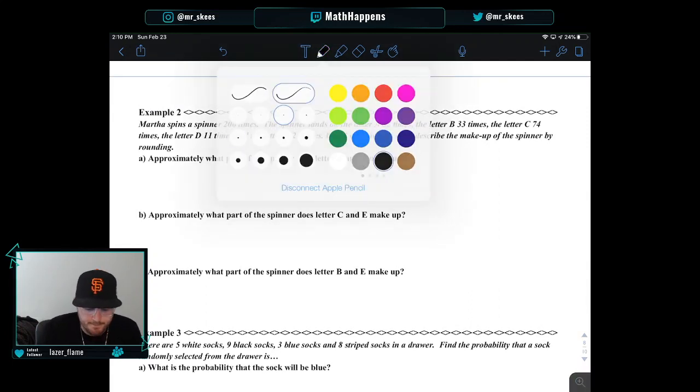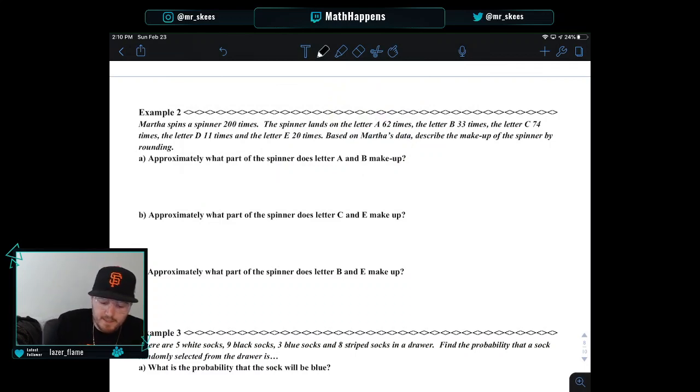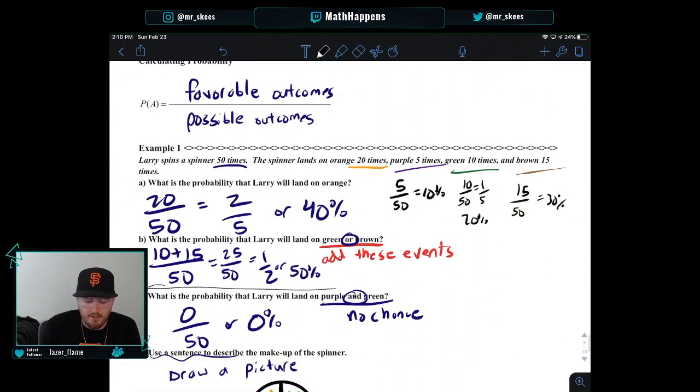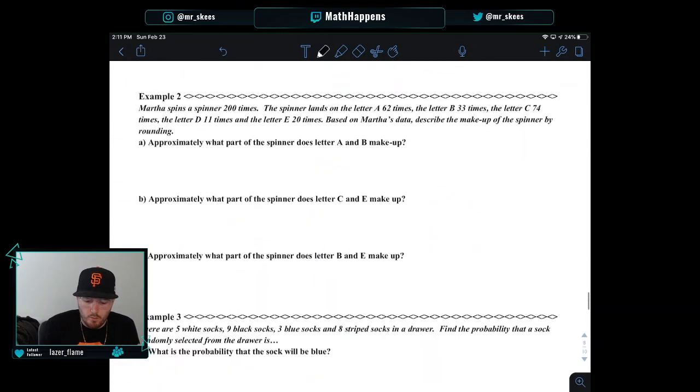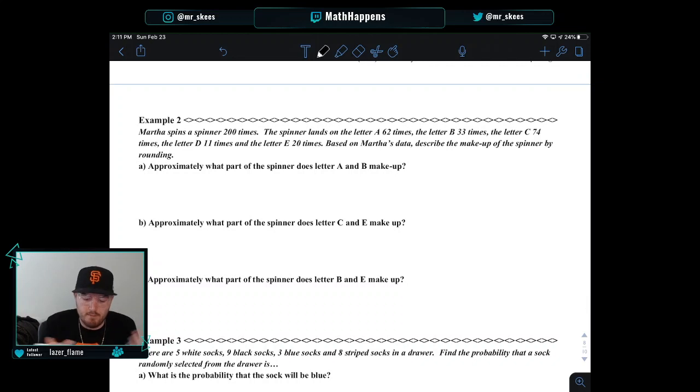So Martha spins a spinner 200 times. The spinner lands on the letter A 62 times, and so on. Approximately what part of the spinner do A and B make up? So just like with green and brown, together they made up 50% of the spinner. Well, together A and B make up what part of the spinner? Add them up.